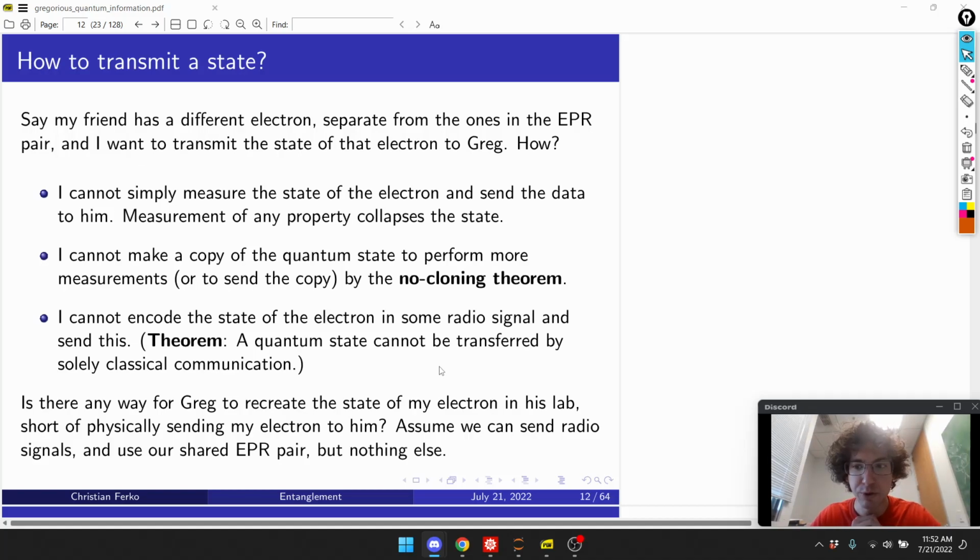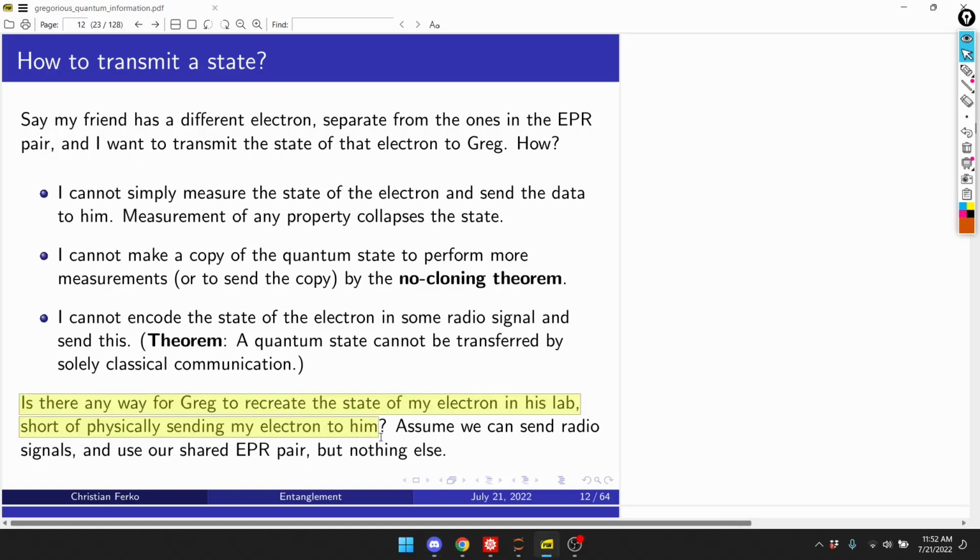Okay, well now it seems like we're screwed. Is there any way to do this? You might ask, is there any way at all for Greg to recreate the state of my electron in his lab without me sending it to him? And the ingredients we're allowed to use to do that are just sending the radio signals I've been discussing and using this shared EPR pair that we had the foresight to construct before he left. But that's it. Okay. The answer is yes. There is a way to solve this problem.